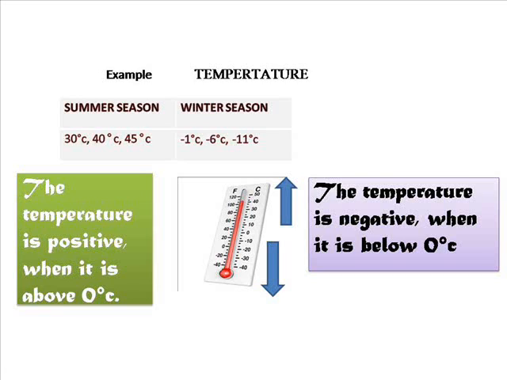In winter season, when we observe, the temperature will be -1 degree Celsius, -6 degrees Celsius, -11 degrees Celsius. That means these numbers are lesser than 0 and are to the left of 0. By this we can say the temperature is positive when it is above 0 degrees Celsius and the temperature is negative when it is below 0 degrees Celsius. That means the numbers are positive when they are greater than 0 and the numbers are negative when they are lesser than 0.